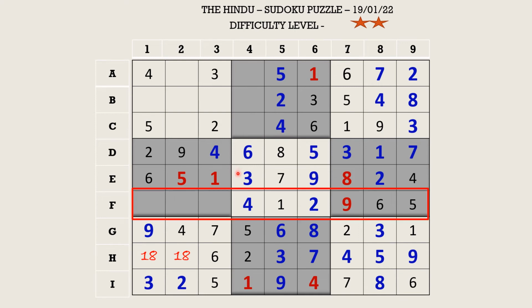Let's try to fill F row. The missing numbers are 3, 7 and 8. In column 3 there is a 3 and 7 blocking. So F3 takes 8. Now the missing numbers are 3 and 7. There is a 3 in column 1 which blocks F1. So F1 takes 7 and F2 takes 3.